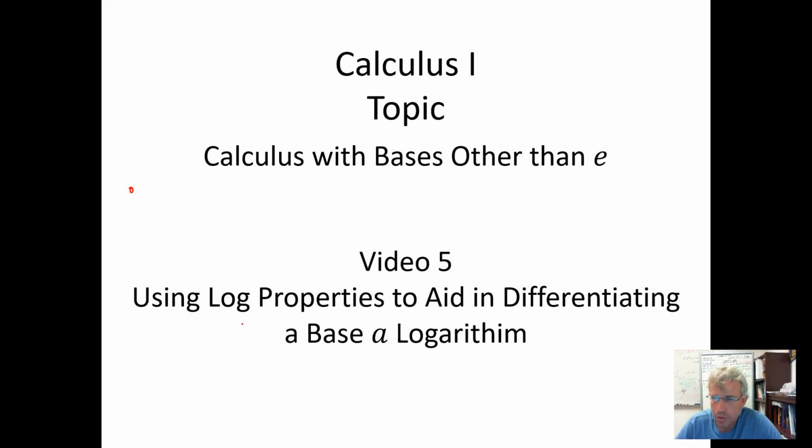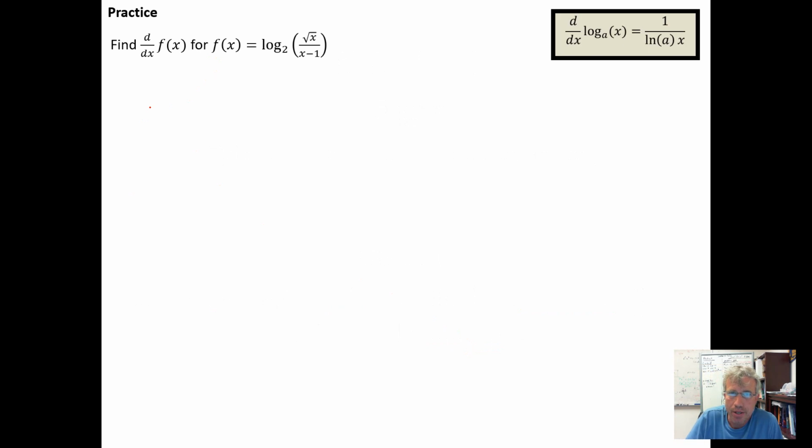In this video, we're going to use log properties to aid in differentiating a base a logarithm. So here we have f of x equals the log base 2 of the square root of x, which can also be written as x to the half power, over x minus 1. And we're asked to differentiate f of x, take d dx of f of x, or in other words, find f prime of x.